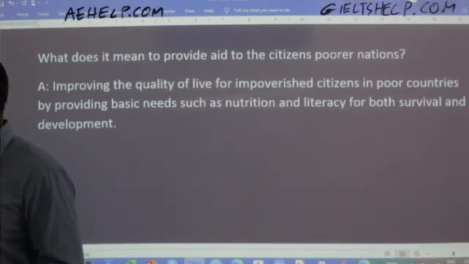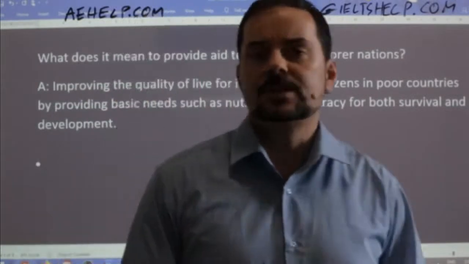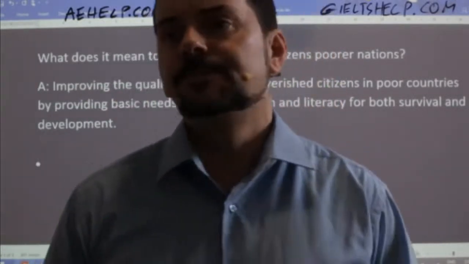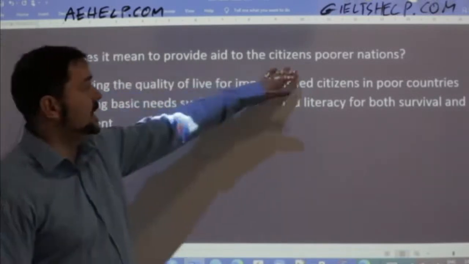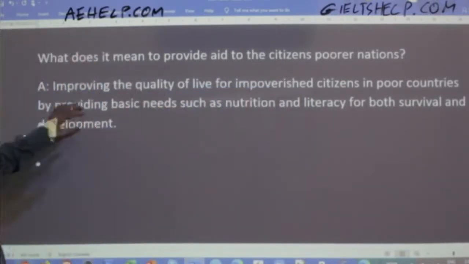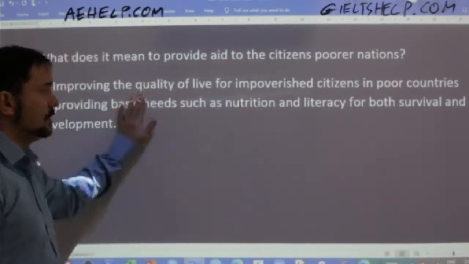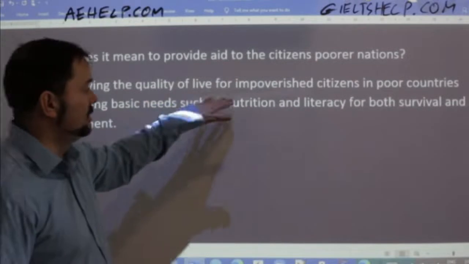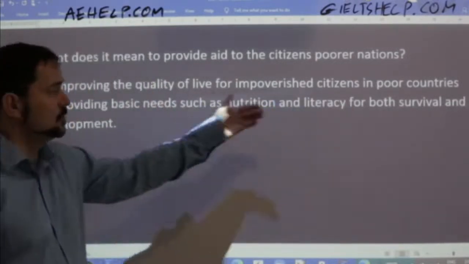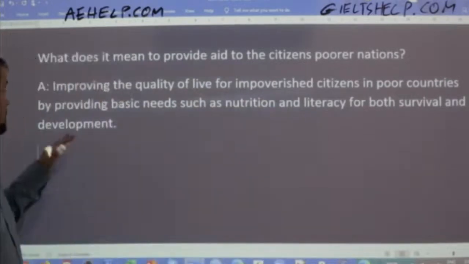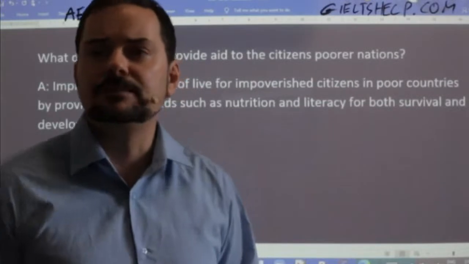Okay, so what's the next question? So the first question about the topic now is correct. What does it mean to provide aid to citizens of poor countries? Sure, improving the quality. Let's go quickly here, students. You do have to think quickly in the exam. So quality of life for impoverished citizens in poor countries by providing basic needs such as nutrition and literacy for both survival and development.